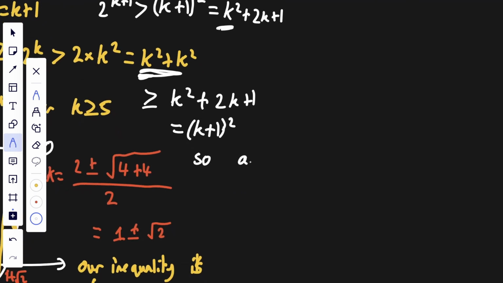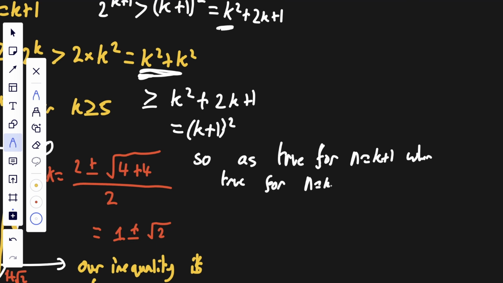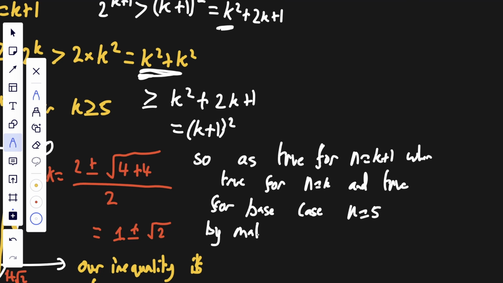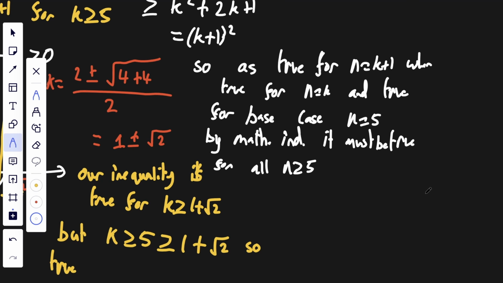So we can write on the side here, so it's true for n equals k plus 1 when true for n equals k, and true for base case n equals 5, by mathematical induction. Remember, write out mathematical induction in full when you do it yourself. It must be true for all n greater than or equal to 5. Remember, n has to be an integer, but we don't need to state that. That's kind of assumed in the question.